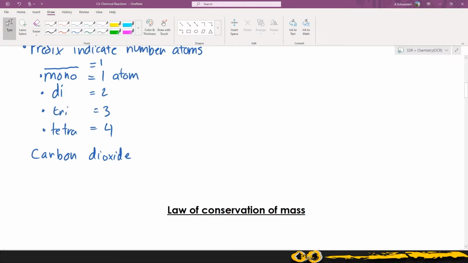If we look at this compound, carbon, there's no prefix, so that means there's one atom of carbon, and then the di tells us that there's two, so we would write O2. And the 2 is a subscript, so it has to be lower down from the O. So you would never write CO2 with the 2 taking the same size as the O. It has to be a subscript.